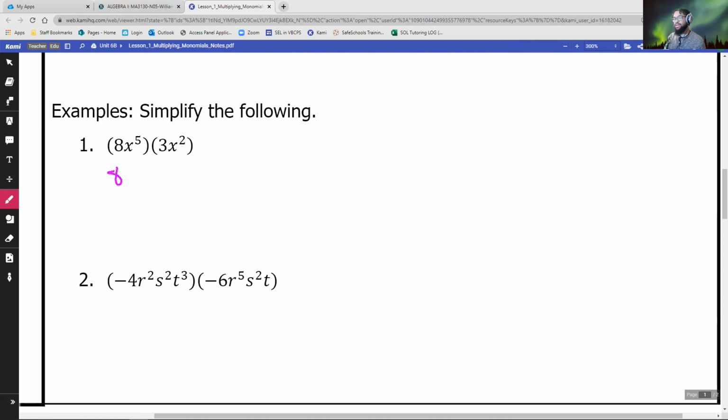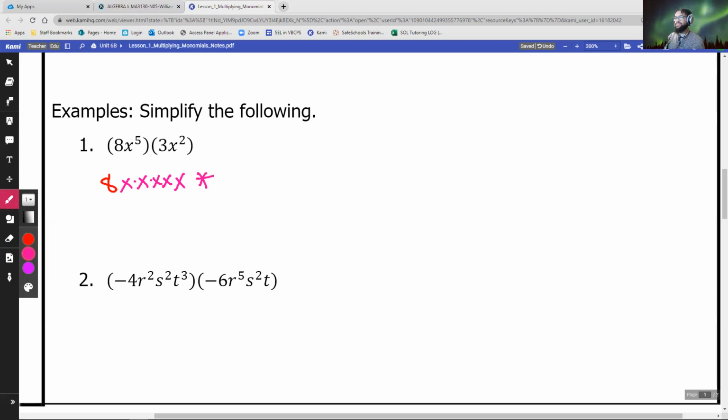So we have 8. Let me use a different color. Let's put our numbers in red. 8, x to the 5th will be 8 times x times x times x times x times x. 1, 2, 3, 4, 5. And when you're writing variables that are multiplied, you don't have to put the dot next to it. We do that just to make things easier. To save time, I'm going to stop doing that now.